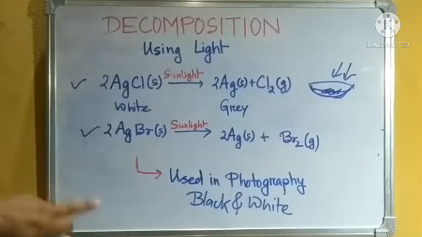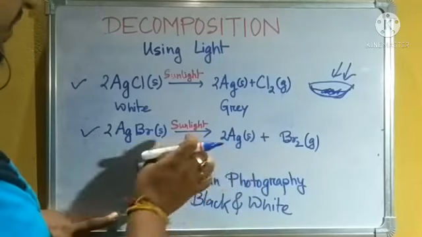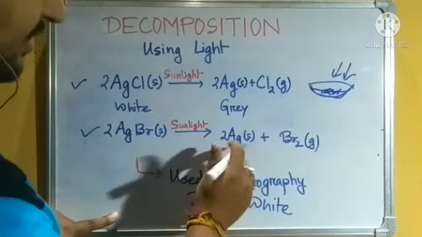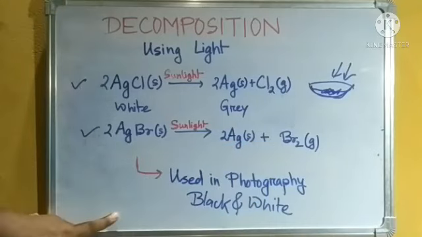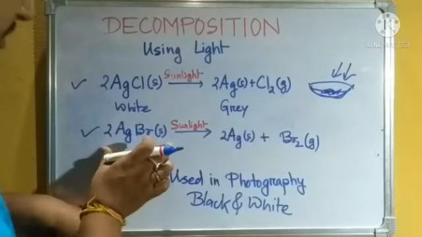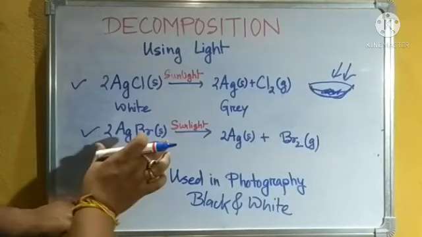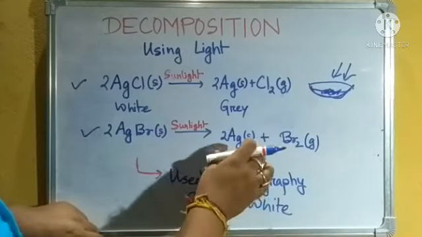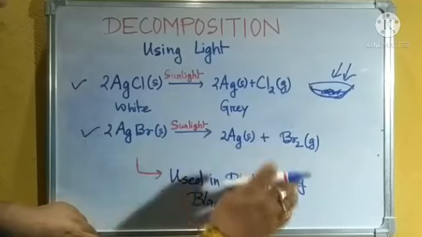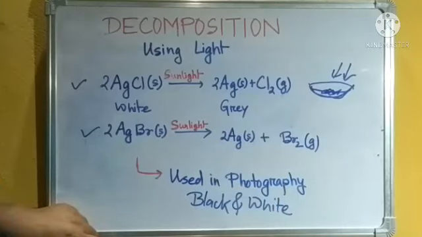And secondly, I have already told you about silver bromide, and a similar reaction will occur and we will get silver, which will be gray in color, and bromine in its gaseous form. During photography, when light falls on silver bromide in the photography film, the color of silver bromide changes to gray. So from this we get a nice black and white photo. This is the chemical reaction behind black and white photography. Both the reactions are important for examination purposes, okay.